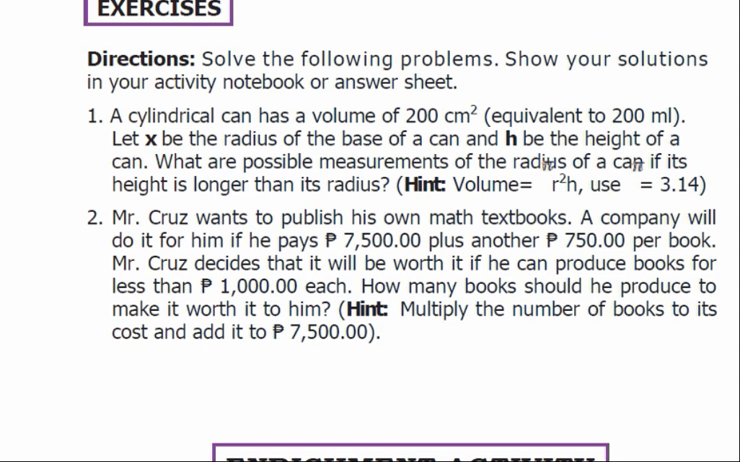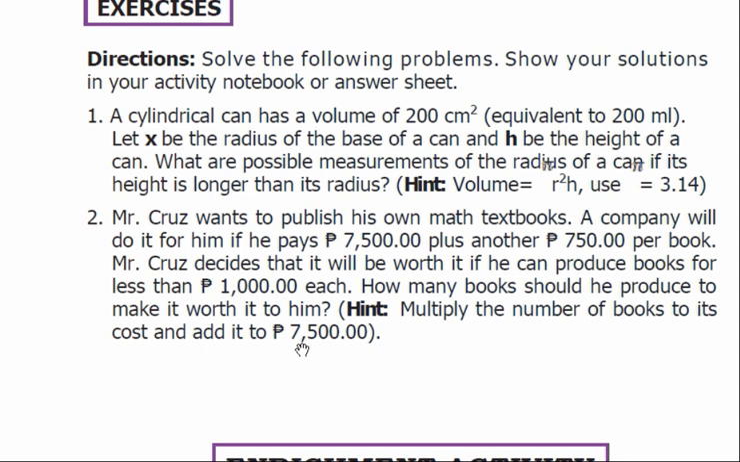Okay, hint, multiply the number of books to its cost and add it to 7,500. Now, in this case, we have an economic term here. This is the fixed cost, the 7,500. Say for example, Mr. Cruz will close the contract with the publishing house, then even if Mr. Cruz can only produce one book, then he has to pay 7,500. Of course, Mr.